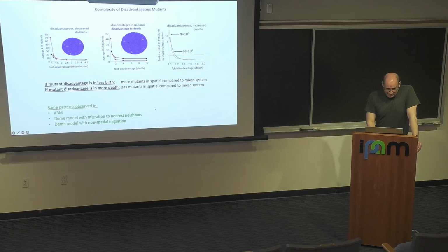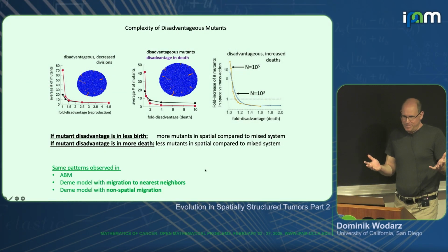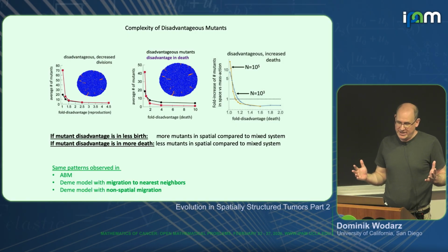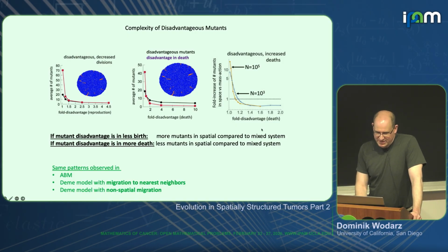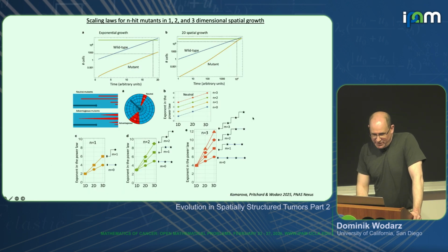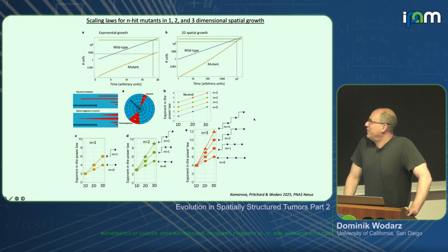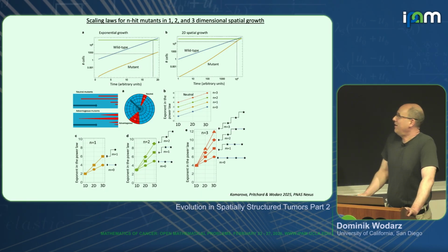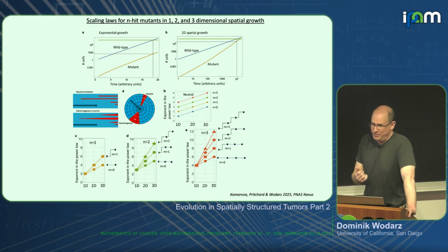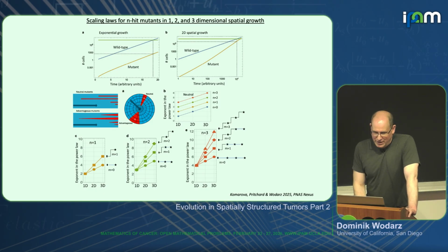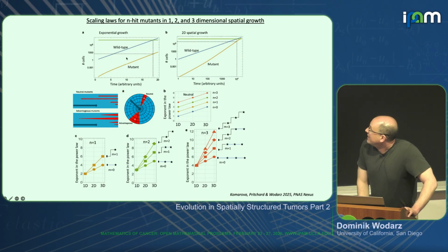So this is comparing the number of mutants in a spatially growing population at threshold size to a mixed system. Taking that a little bit further, you can derive scaling laws for not just one mutation, but n-hit mutants. A cell can have 1 mutation, 2 mutations, 3 mutations. They can occur in different dimensions, and they can lead to different fitnesses. So here you have scaling laws.